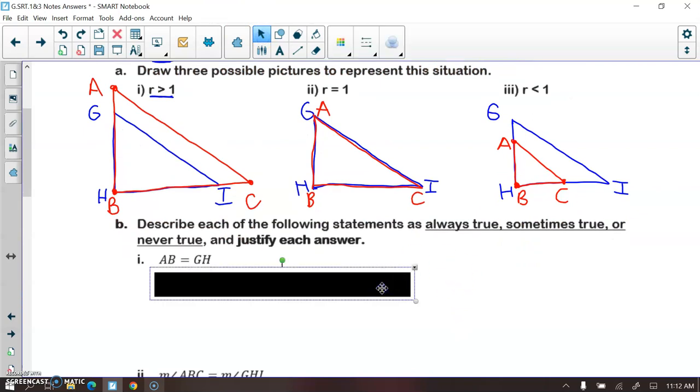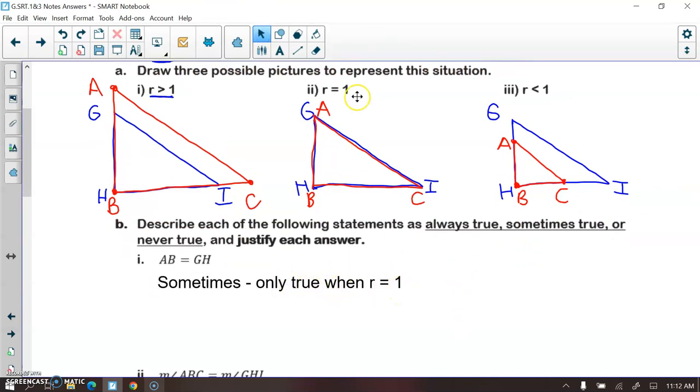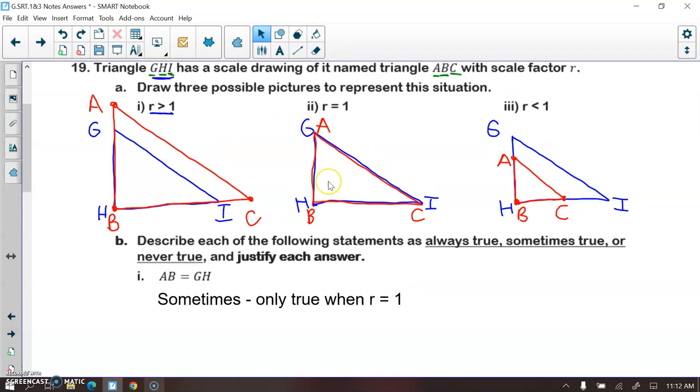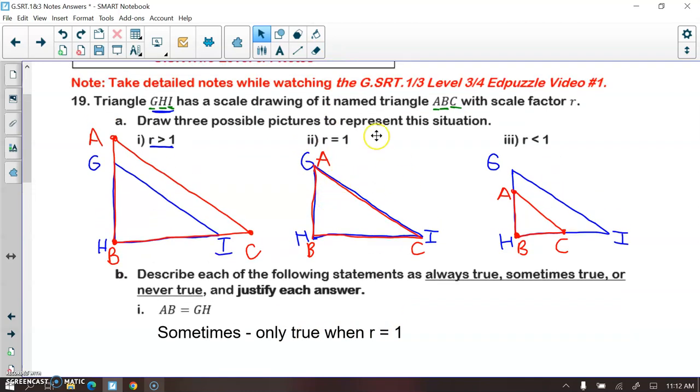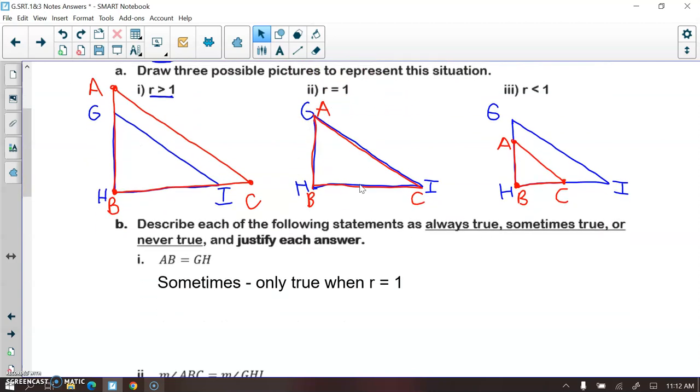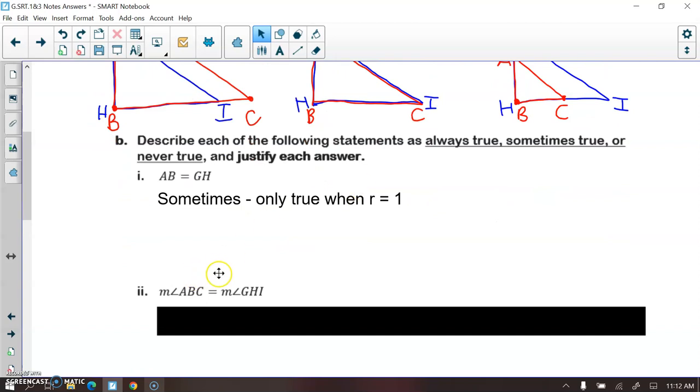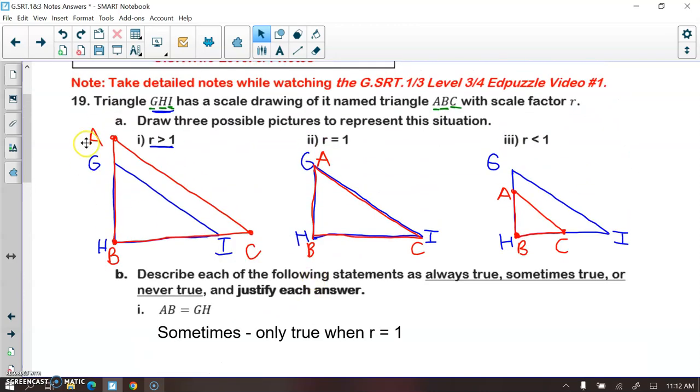So this is sometimes true, but it's only true when R equals 1, basically meaning when there's no dilation that occurred, because if R is equal to 1, that means that there's no dilation that happened. The measure of angle ABC is congruent or equal to the measure of angle GHI. So that's always true, because when we're dealing with similar triangles, we know that corresponding angles are always congruent, and angle H is corresponding with angle B.